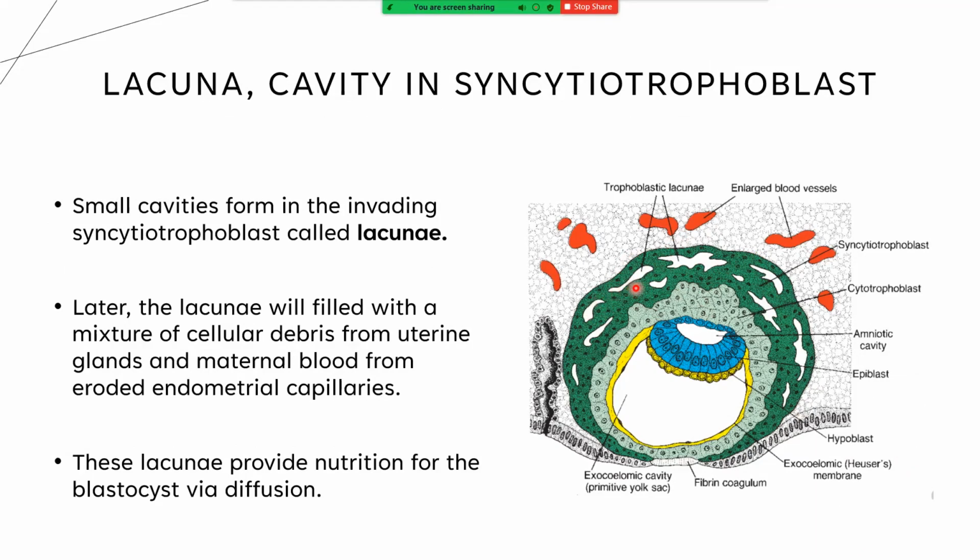These cavities are known as lacunae. Later, the lacunae will fill with a mixture of cellular debris from uterine glands, which are present in the maternal endometrial wall, and maternal blood from eroded endometrial capillaries, also in the wall of the uterus. The lacunae are really important. They provide nutrients to the blastocyst, to the growing embryo, through diffusion.